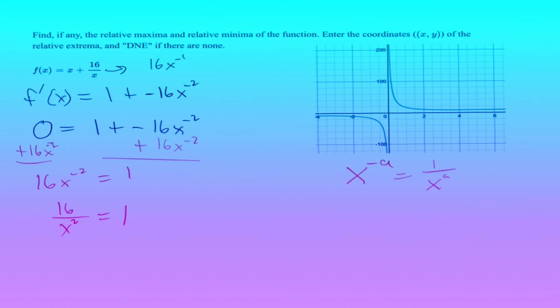All right, so now this is where we're at. So I'm going to go ahead and multiply both sides by x squared.